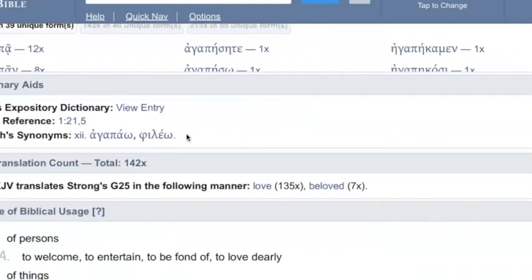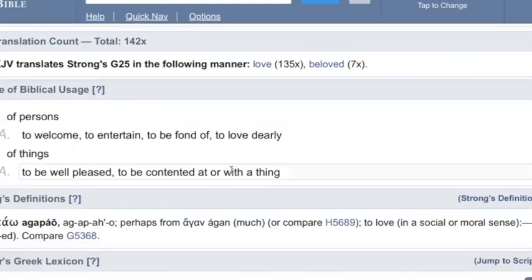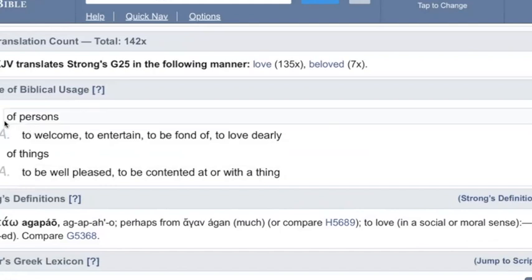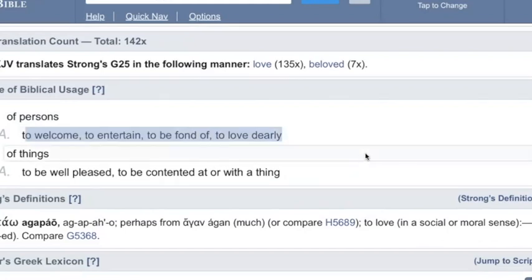So how is it translated? It's translated love 135 times in the New Testament and beloved 7 times. Outline of Bible usage: when it's used for persons, it means to welcome, to entertain, to be fond of, to love dearly. These are all called semantic domains. All of these words in English are possible from that Greek word. Now, most of the time we translate it as love, but it possibly could have other meanings.